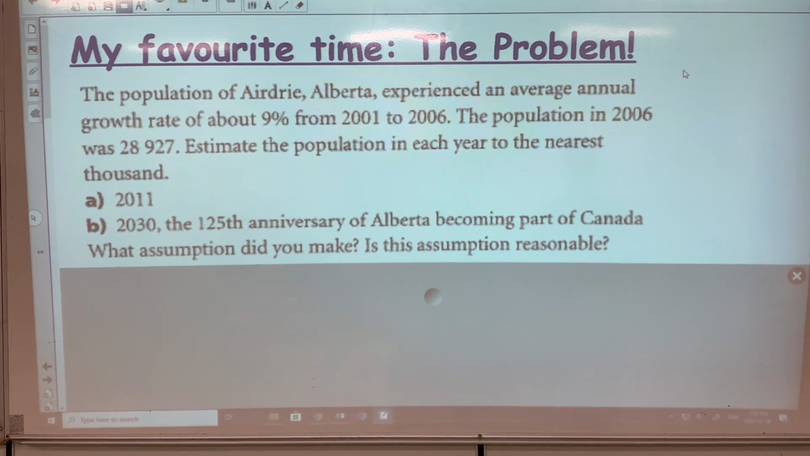Okay, we're going to do this problem. Just take a moment to read through it. I'll give you a moment. Something about the population of moose.